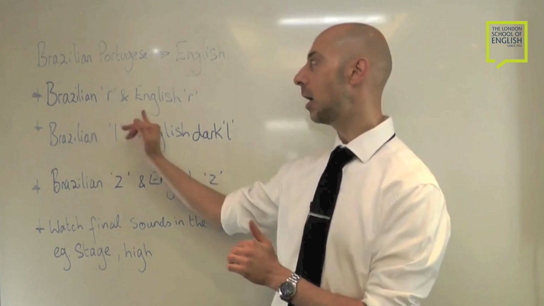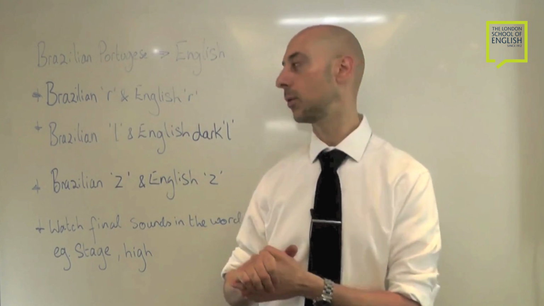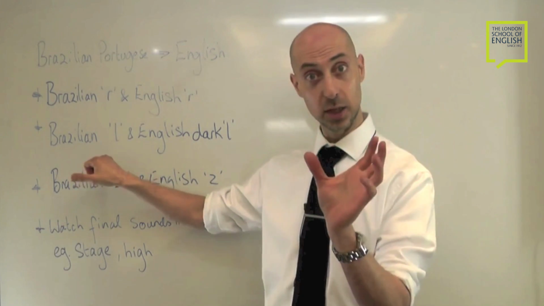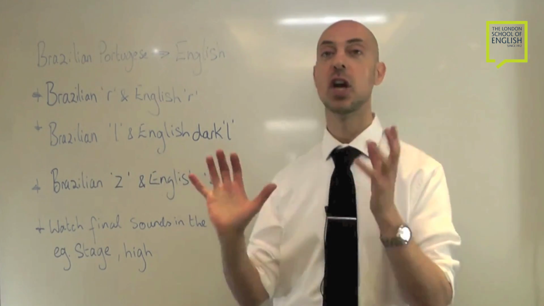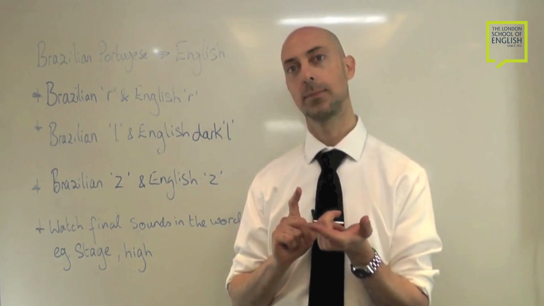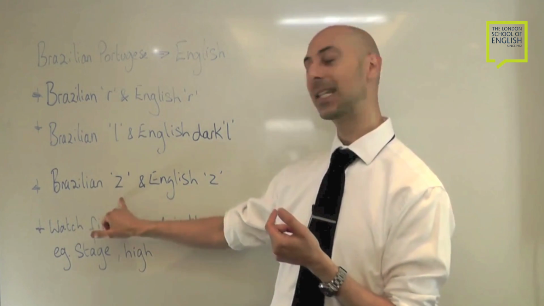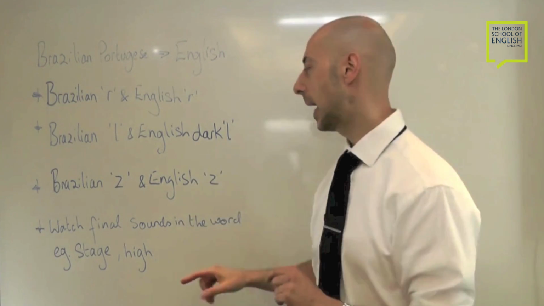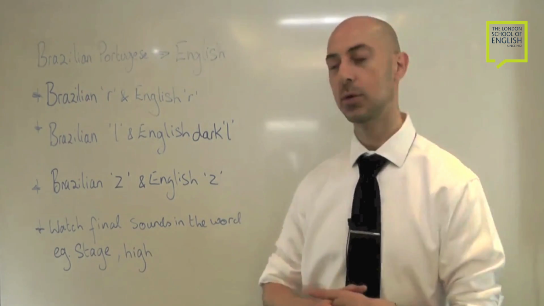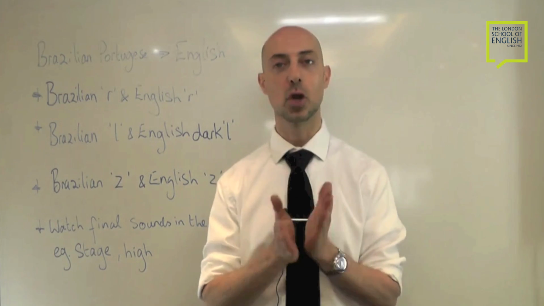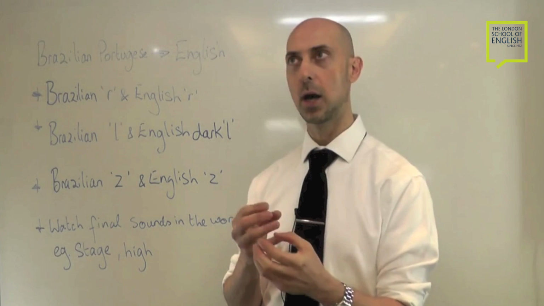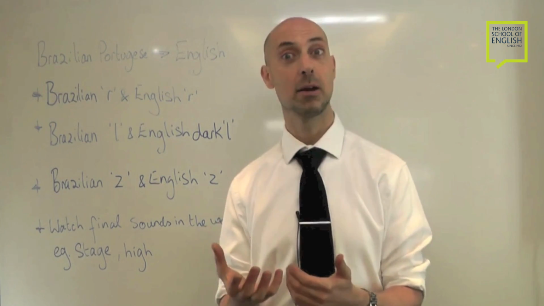The Brazilian R into the English R sound. We'll look at the Brazilian L sound in a final position in the word into an English, what we call dark L sound. We'll also look at the Brazilian Z sound and the English Z sound and see the changes that happen there. And also watching out for final sounds in the word, actually looking at those consonants and what is the quality of those consonants, so we are allowing for greater clarity.